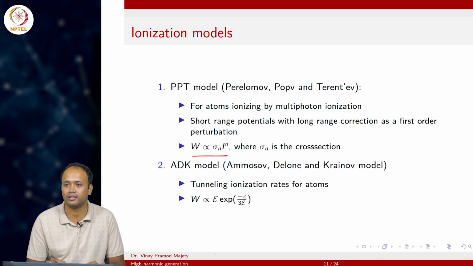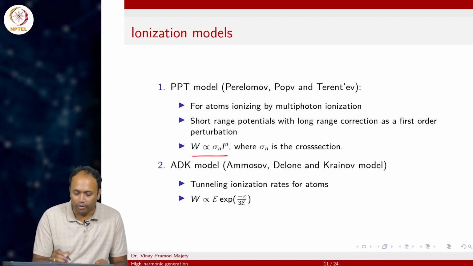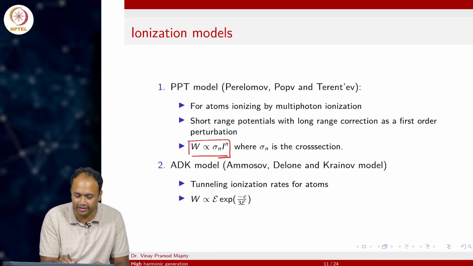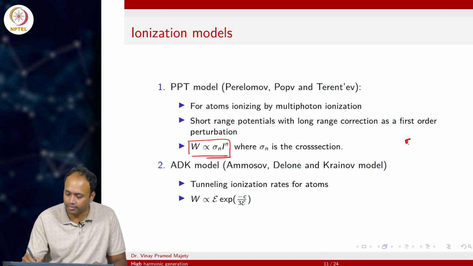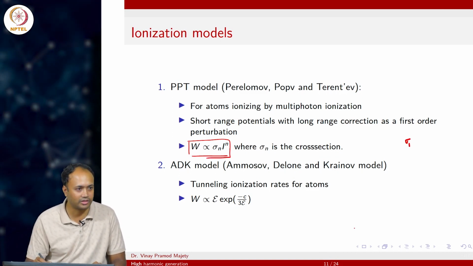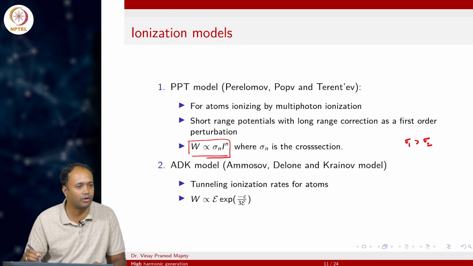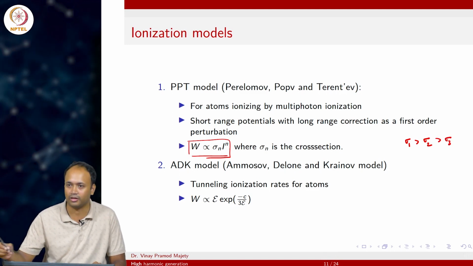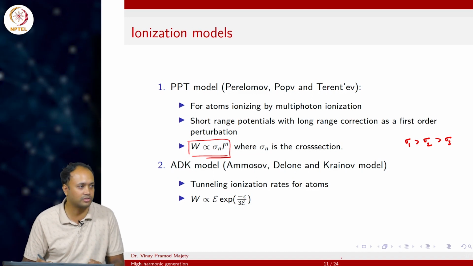Okay, any questions? Okay, then let's carry on. One important point I should emphasize is about these rates. The cross section for a one-photon ionization process will be greater than the cross section for a two-photon ionization process, which will be greater than that for three, and so on. The cross section keeps decreasing because it's a higher-order process.